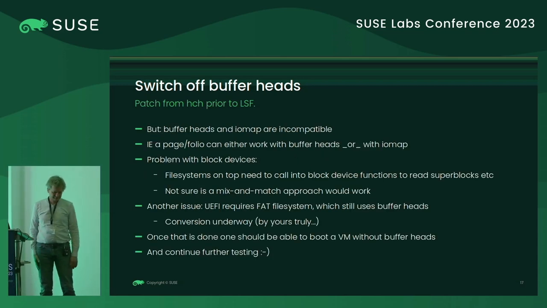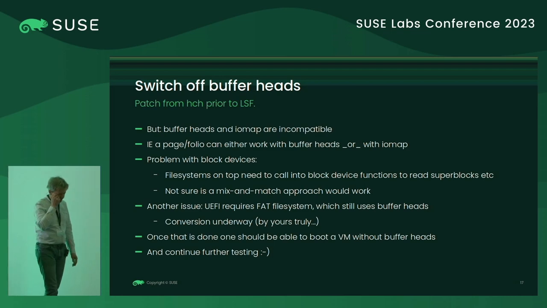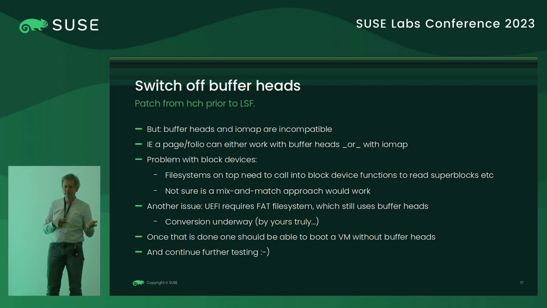Meanwhile, I thought it would be grand to test this in a VM, right? Then we could just have a VM and test things out. How would it feel with large pages? Okay. Then it turns out, the reason why there's a config option is that buffer heads and IOMAP are actually incompatible, because both are using the private pointer of a page. And there is no type checking, it's just a void pointer. So you don't know what is in there.